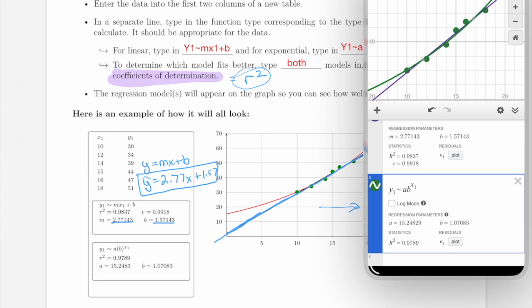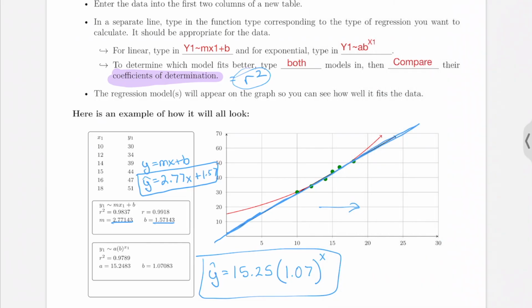And we have y equals a times b to the x. So a is 15.25 if I round to 2 decimal places. B will be 1.07 and then to the x power. So I like to put my little hat on there. Again, you absolutely don't have to. So we have our two models.